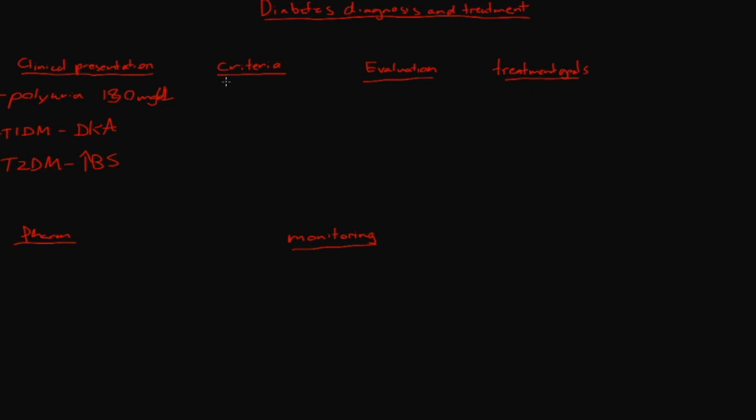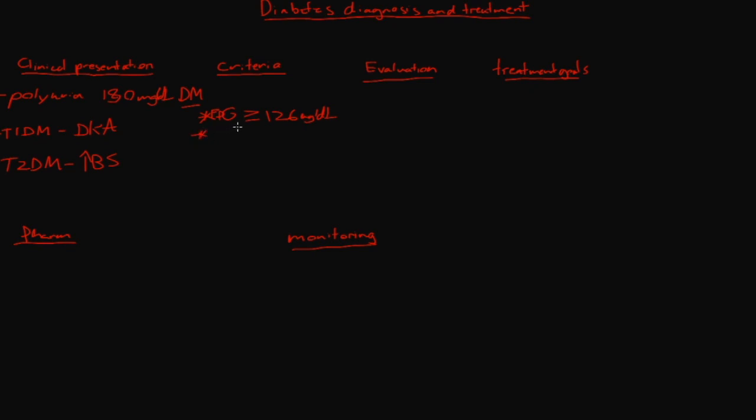Uh-oh, right? Okay. Diagnostic criteria for diabetes. All right, let's start with good old diabetes. Okay, so initially, your plasma glucose test. Keep in mind this is a fasting plasma glucose test. Okay, fasting plasma glucose is going to be greater than or equal to 126 milligrams per deciliter. Standard, right? Okay, that's one of the tests.